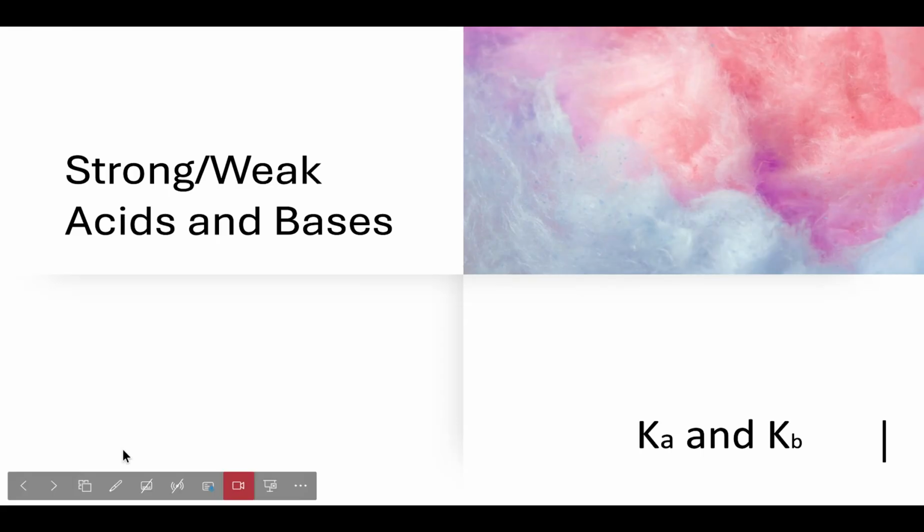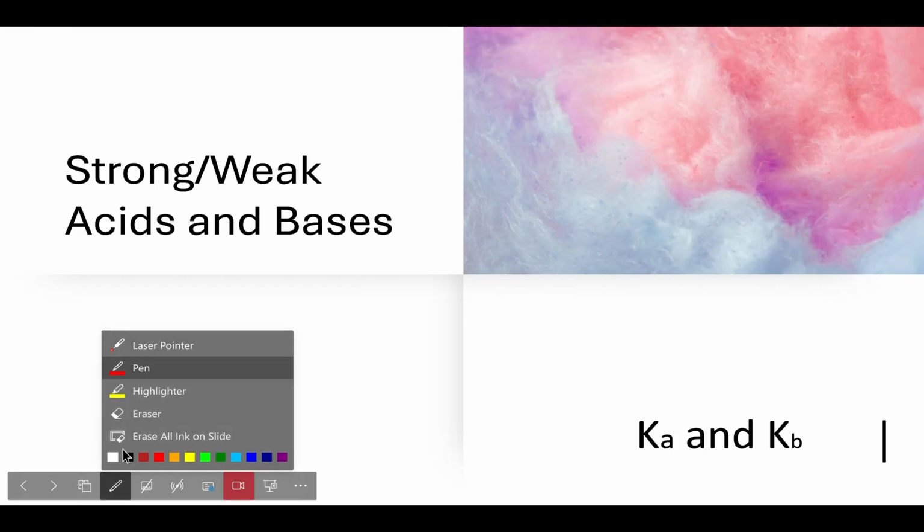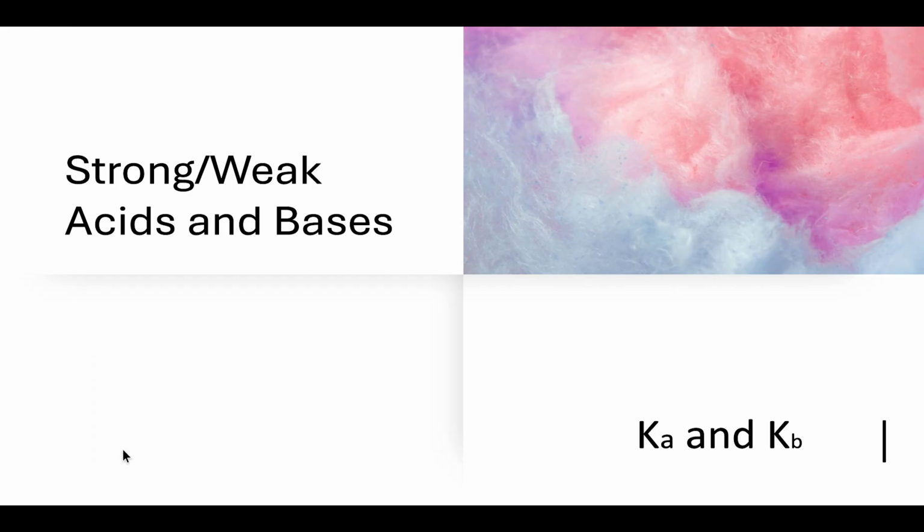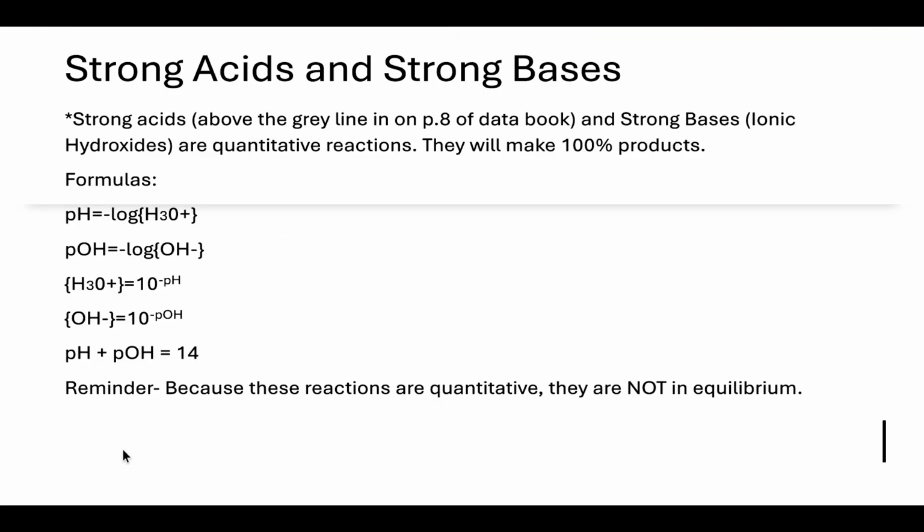All right, so let's take a look at how to use the Ka and Kb formulas. Just taking a look, getting my pen ready here, at when to use them. When you're looking at acids and bases, if they're not in equilibrium, we're not going to have equilibrium constants. So we want to be able to identify strong acids and strong bases.